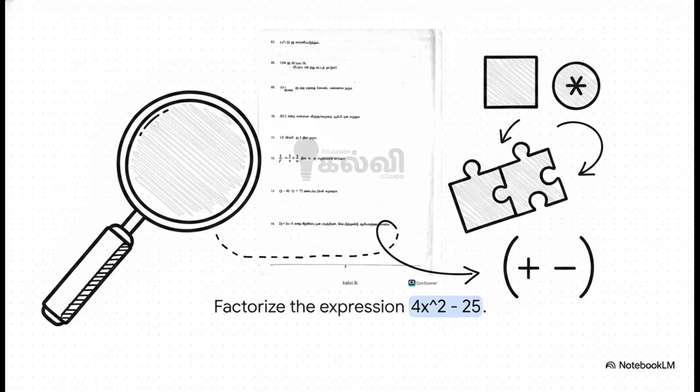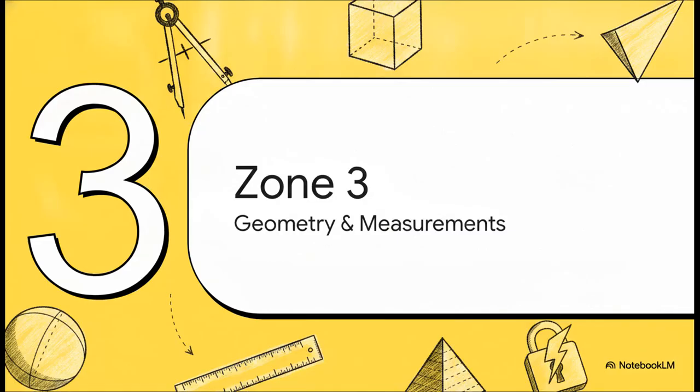Algebra also tests your pure pattern recognition. Look at question 7, 4x squared minus 25. To an untrained eye, sure, it's just a random mix of numbers and letters. But if you spot the hidden difference of 2 squares pattern, if you recognize that 4x squared is just 2x squared and 25 is 5 squared, well, that is your instant ticket to full marks. It's like finding a cheat code for the test. Okay, we are officially halfway through.